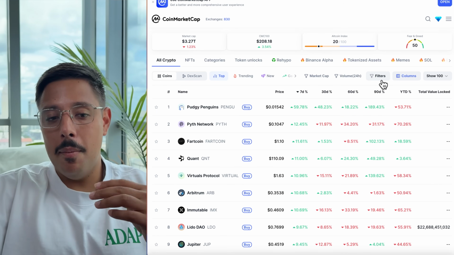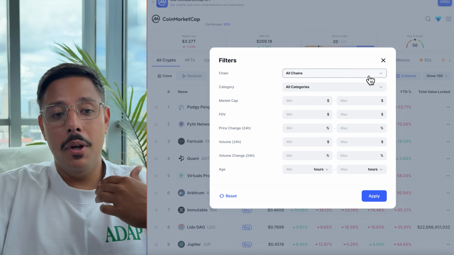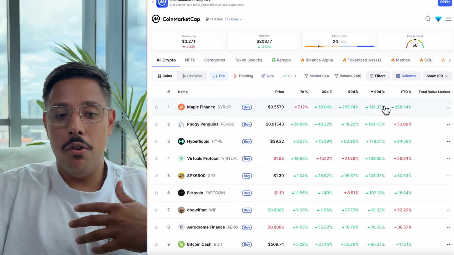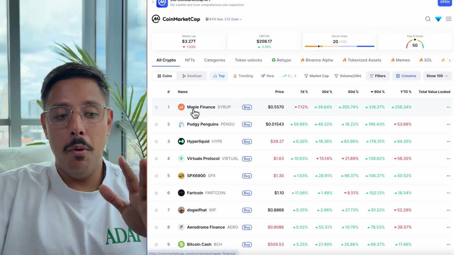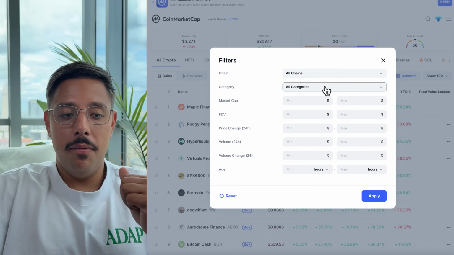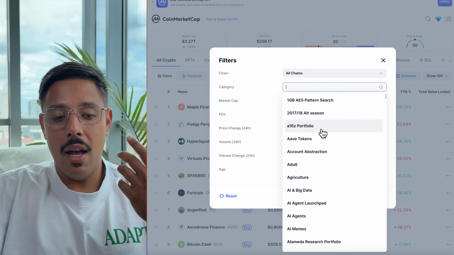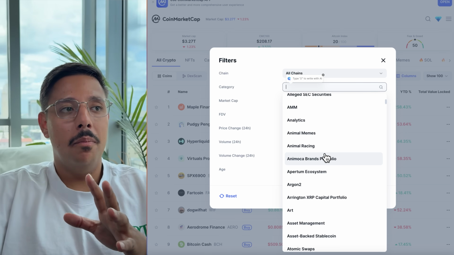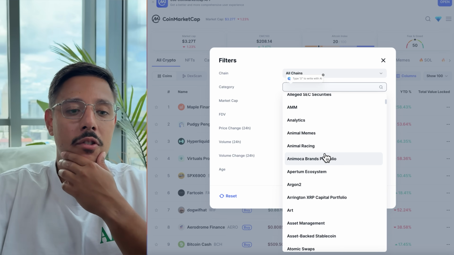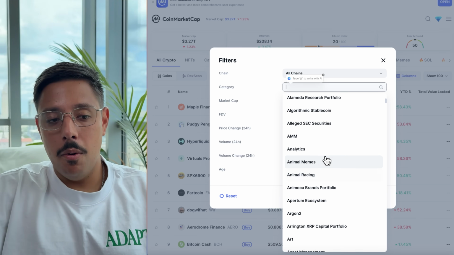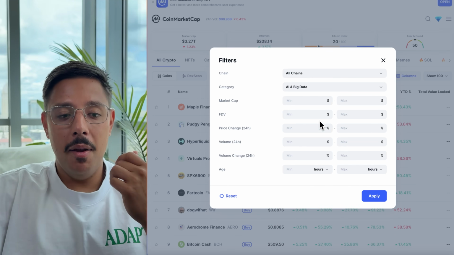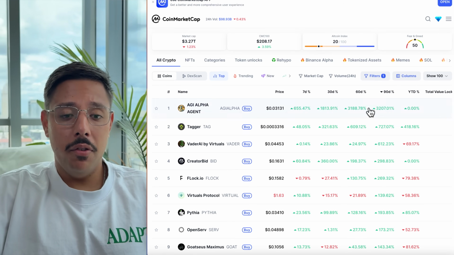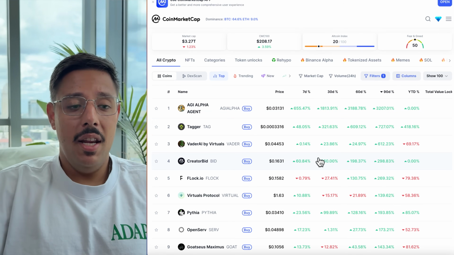Now, they have another tab. I don't use it as much, but I think it's relevant. You could actually click filter. So now that we see the past 90 days, which coins are doing well, right? This is number one, Maple Finance is doing the best. We can click filters, and you can actually start selecting categories. They call it categories. I call them narratives. I think narratives are probably a more accurate representation of what they actually are. So now we can see, for example, in AI and big data, you can apply it. You can see, wow, these are actually the coins that did the best in AI and big data.